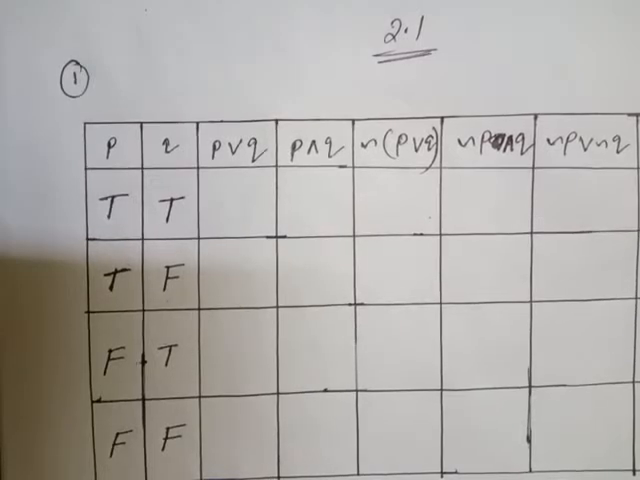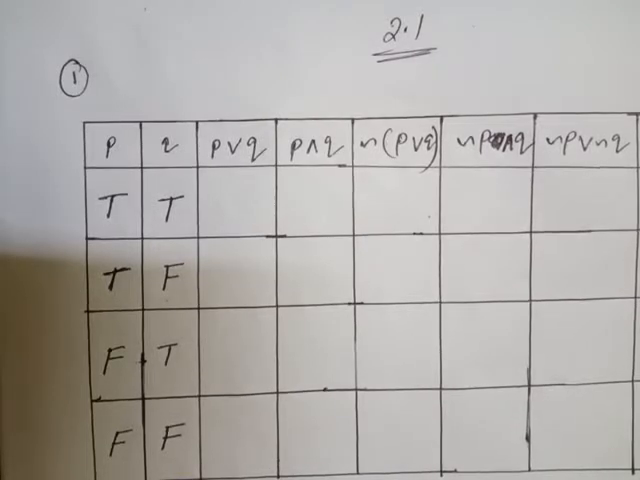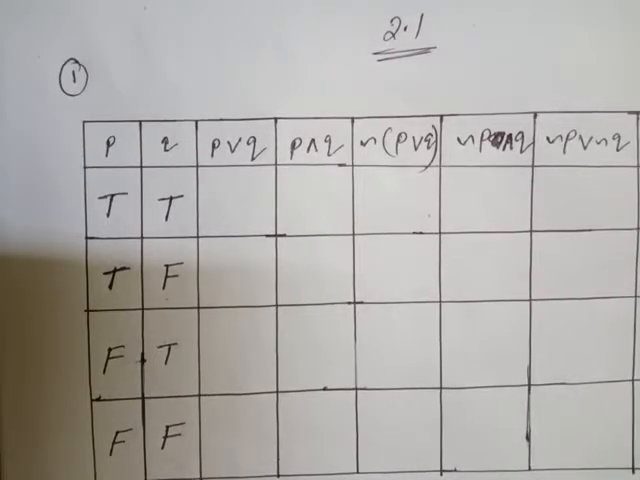Students, this is class 9 advancements exercise 2.1. The first question: fill in the blanks with the help of a truth table. As you can see in the video, a few functions are given here, and some values of p and q are also given here.